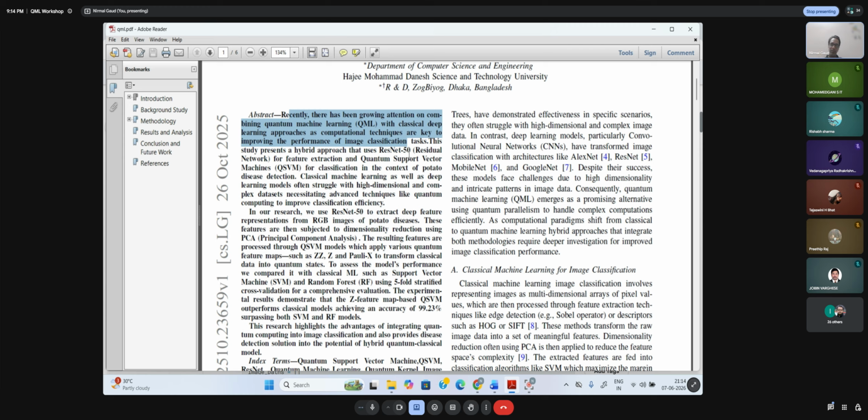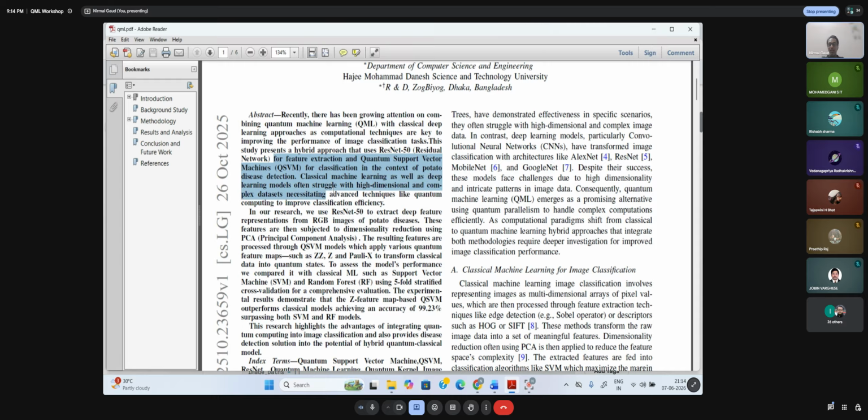So this study presents a hybrid approach using ResNet 50. Okay, so what will we do? We already have potato data. I have used ResNet 18. Replace ResNet 18 with ResNet 50. Only one change: ResNet 18 with ResNet 50. ResNet is used for feature extraction, and quantum support vector machine for classification in the context of potato disease detection.